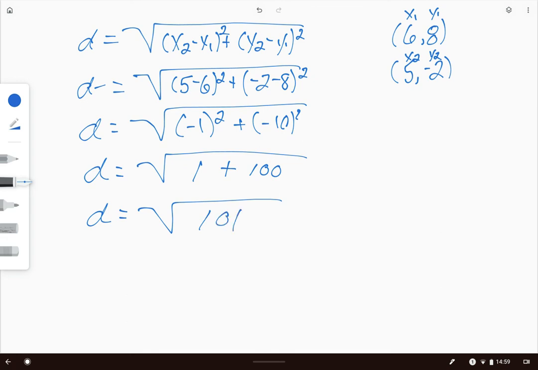So now the distance between these 2 points is the square root of 101, which rounded to the tenth position is just 10.0, or 10.